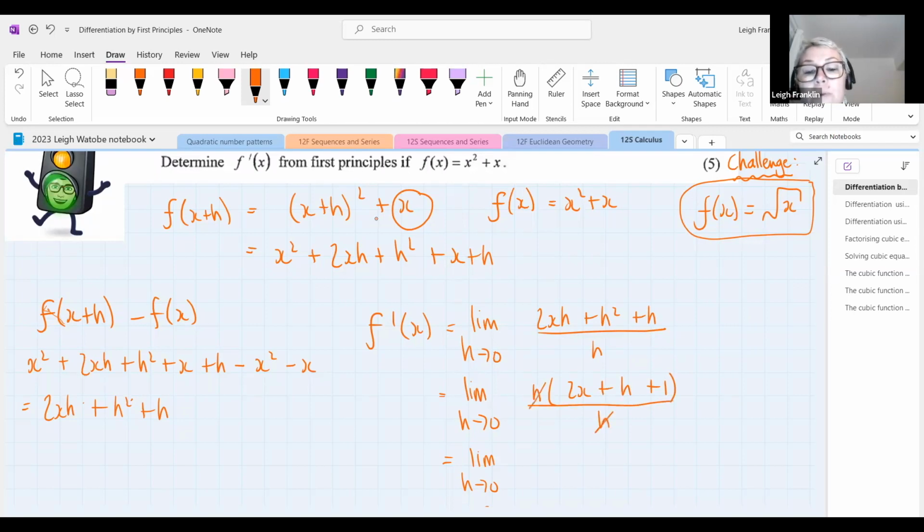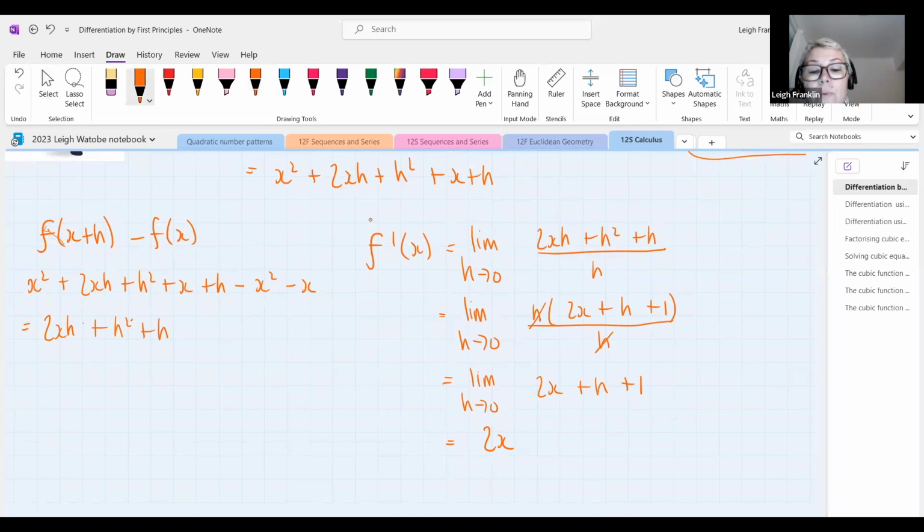And then those would cancel and we would end up with 2x plus h plus 1. And then when we drop our limit notation, we would end up with that. There we go. We fixed it. Okay. So that's what we should have had here.